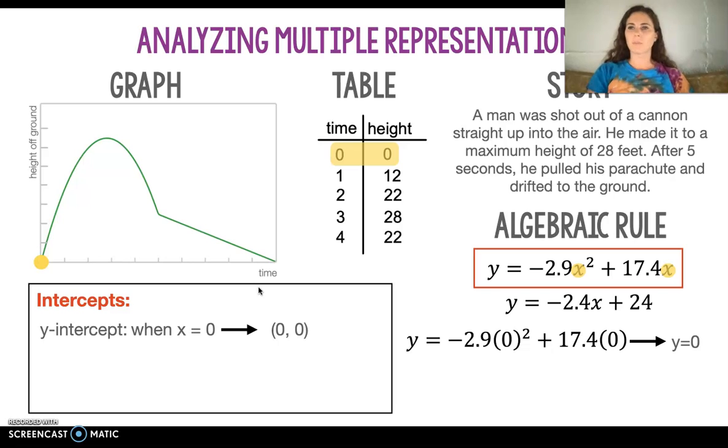So the easiest representation to use for this situation would probably be the graph or the table. You don't have to do any work. You can just see where it is. So that means at 0 seconds, Cannon Man is 0 feet off the ground.